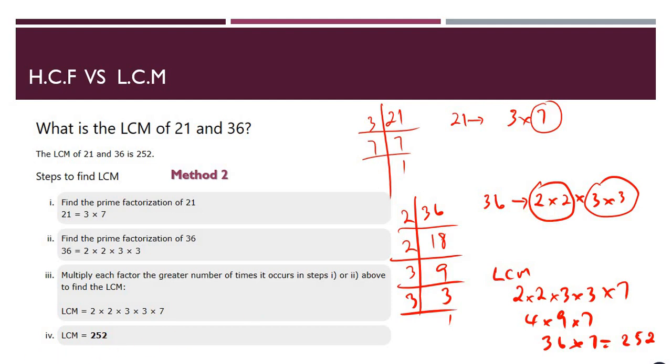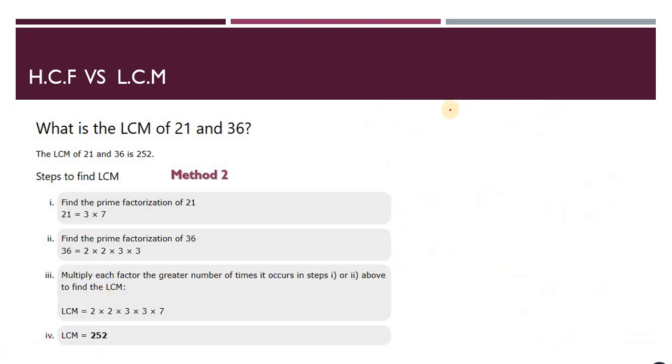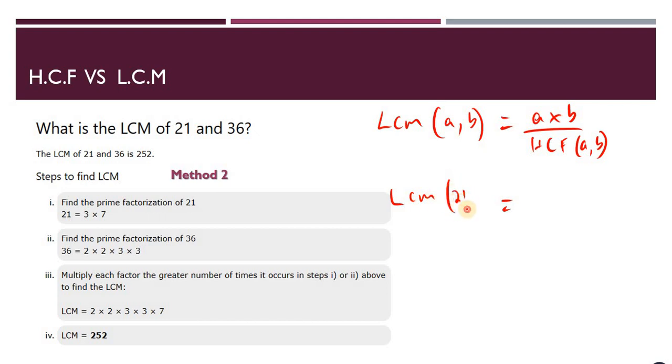And there's another method that we could actually use. Let's look at that method. And that method is using a formula. The LCM of A and B can be found by multiplying A by B and then dividing by the highest common factor of A and B. So the LCM of 21 and 36 can be found by multiplying 21 by 36. A little complicated multiplying, but check this out. When we find the highest common factor of 21 and 36, the highest common factor is 3. 3 is the highest number that can enter 21 and 36.